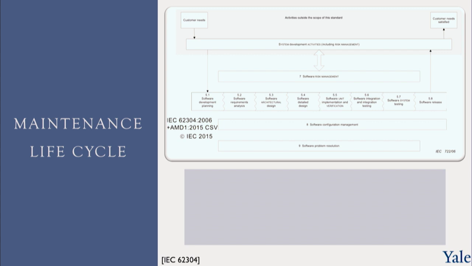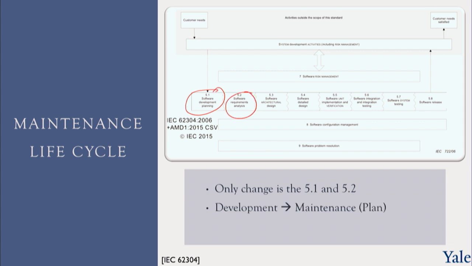This is a life cycle for software development. The way it converts to maintenance is that 2 sections get replaced. So 5.1 and 5.2 here get changed. 5.1, instead of being development, becomes maintenance. So development planning becomes maintenance planning, and the requirements for development become modification analysis, and that's fundamentally all that changes. Other than that, the process is identical to developing the software.